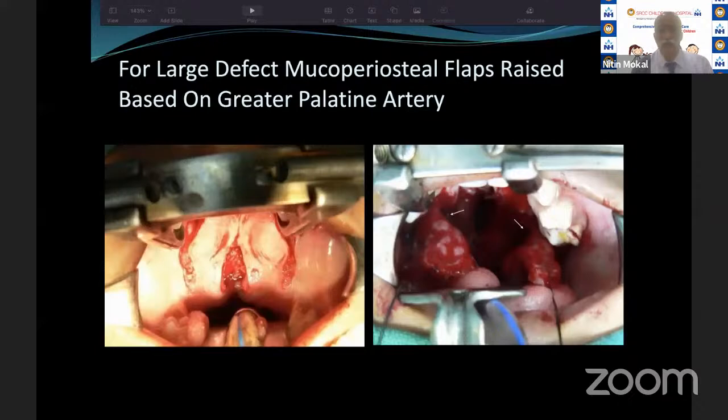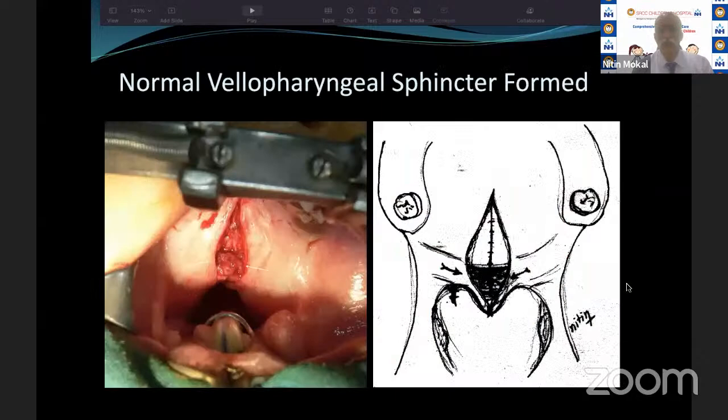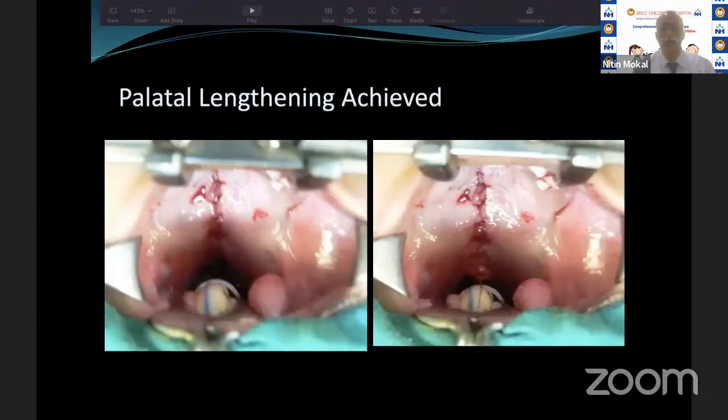velopharyngeal closure with the help of intravelar veloplasty. These are the muscles which are transversely placed, which we release and then suture horizontally to get a good velopharyngeal sphincter, which achieves not only narrowing of the nasopharynx, it also narrows the anteroposterior diameter of the pharynx, so that the soft palate touches the posterior pharyngeal wall to provide a good speech mechanism.